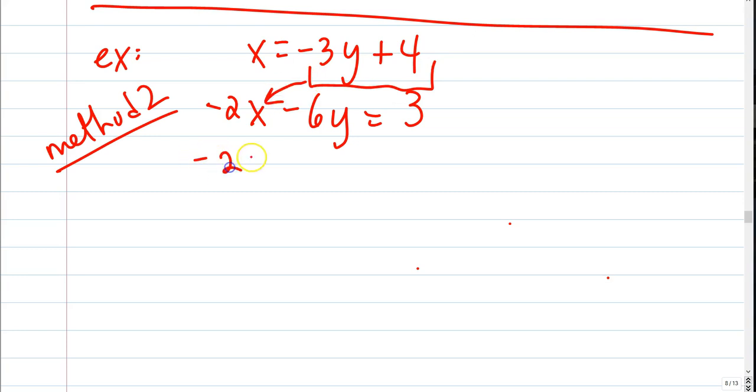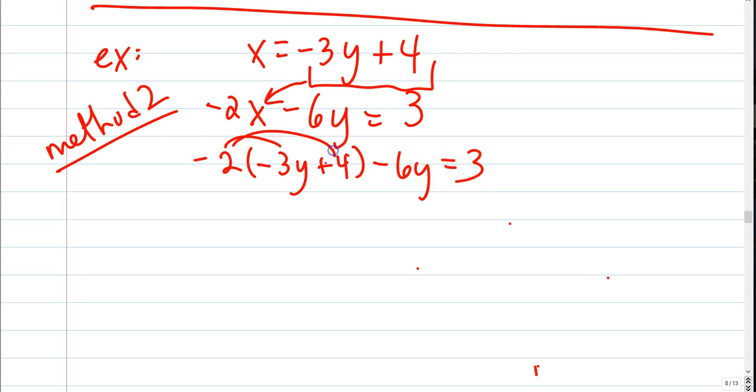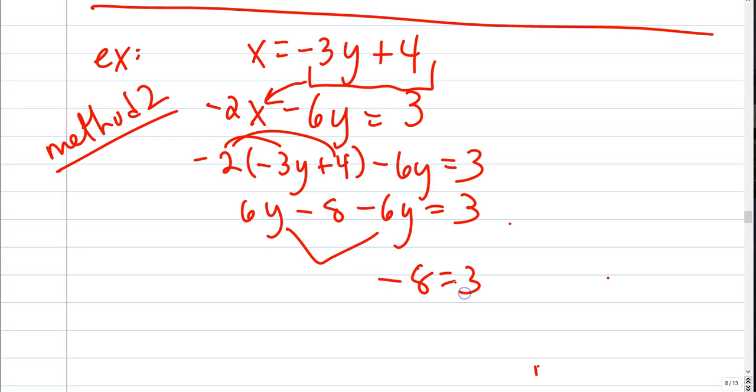So negative 2 times x. Let's see. Minus 6y equals 3. Distributing that. How about 6y minus 8 minus 6y equals 3. Combining like terms. Those zero out. I'm left with negative 8 equals 3. What does that mean? Well, the same as it did before. This has no solution.